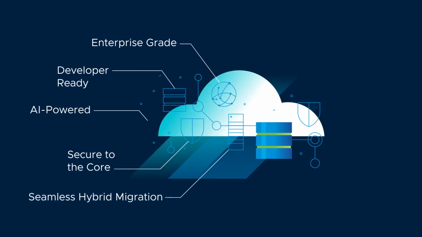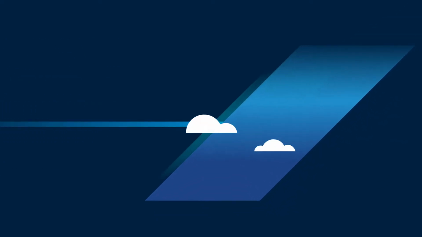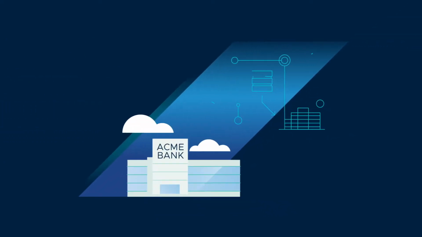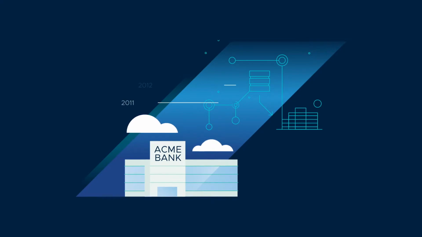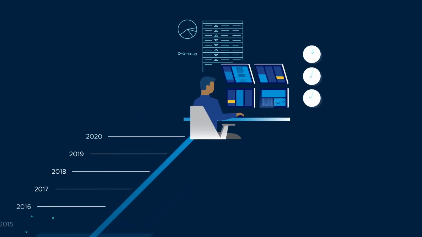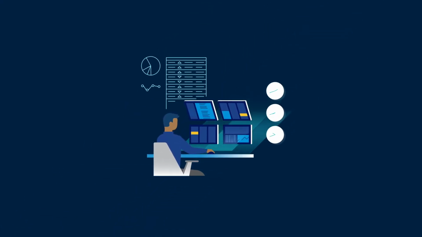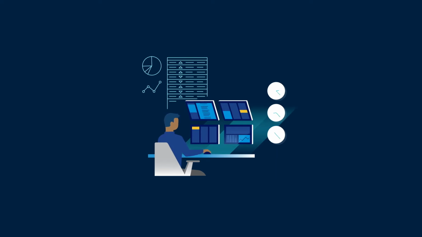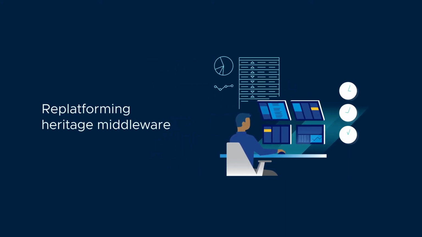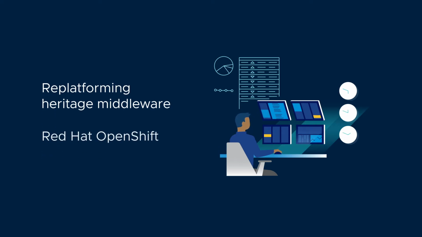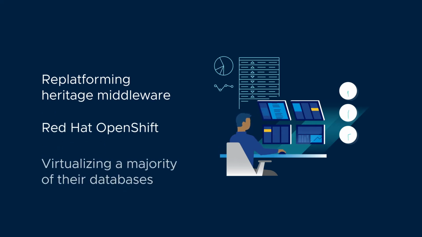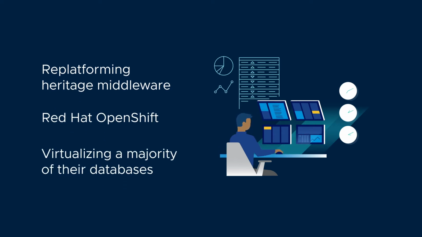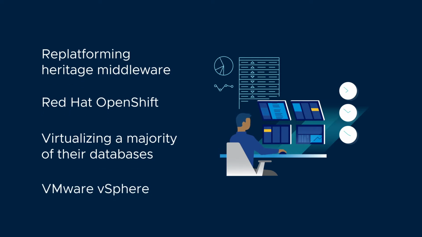In the following series, we're using a hypothetical financial services enterprise. We call them Acme Bank. Over the past decade, Acme Bank has taken foundational steps to modernizing their environment, such as replatforming and containerizing heritage middleware applications built on IBM WebSphere and moving them to a new PaaS platform including Red Hat OpenShift, and virtualizing a majority of their databases on their hypervisor standard VMware vSphere.